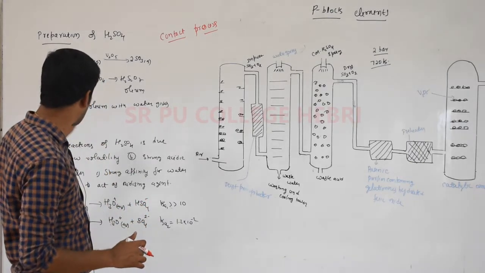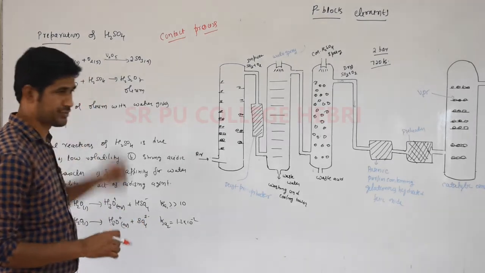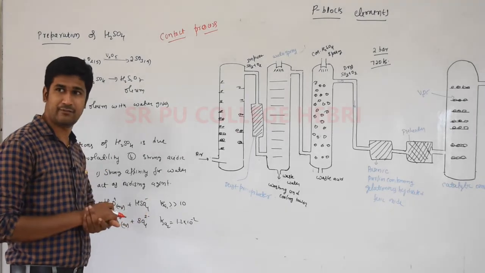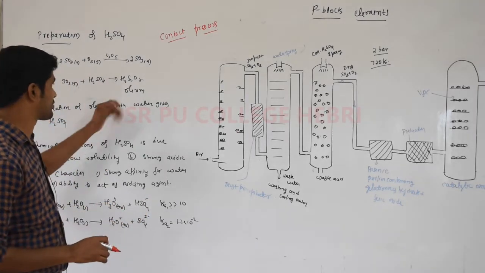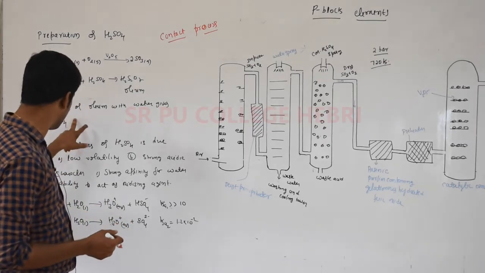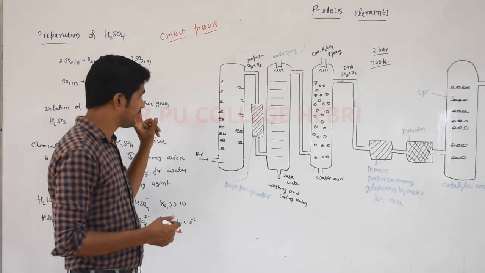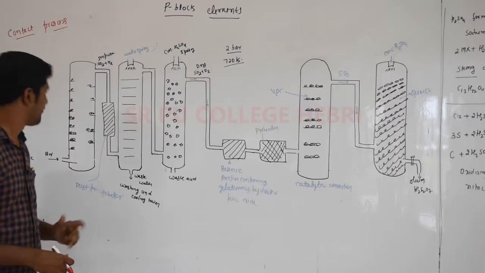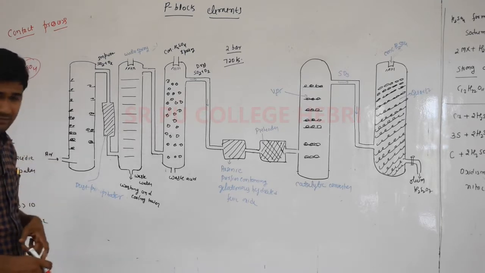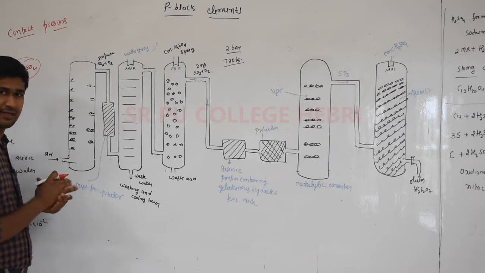Next, absorption of sulfur trioxide over H2SO4 to get oleum. Oleum on dilution with water gives you concentrated H2SO4. Is it clear? Yes. Here the contact process involves mainly three steps. The first step, I already told you, is the oxidation of sulfur to sulfur dioxide. Say this is a chamber in which sulfur gets oxidized.